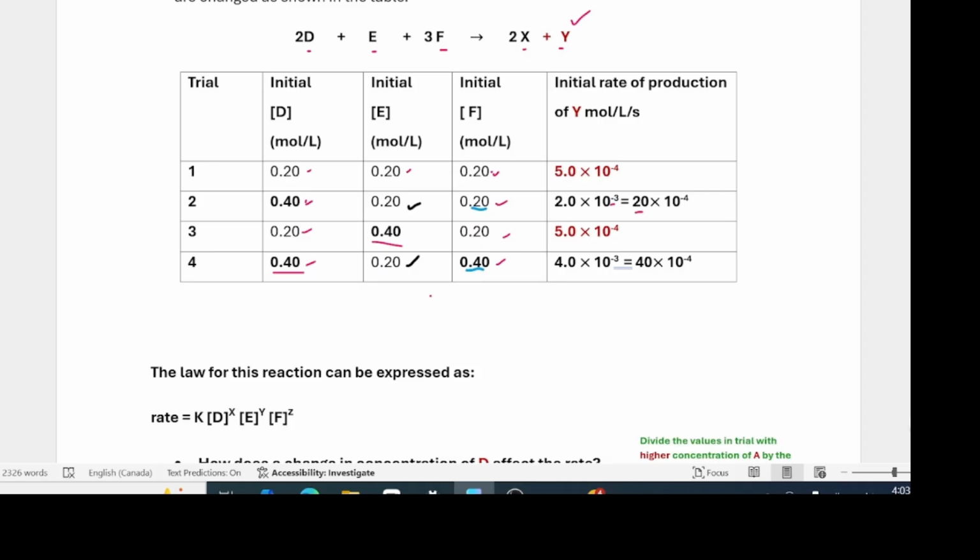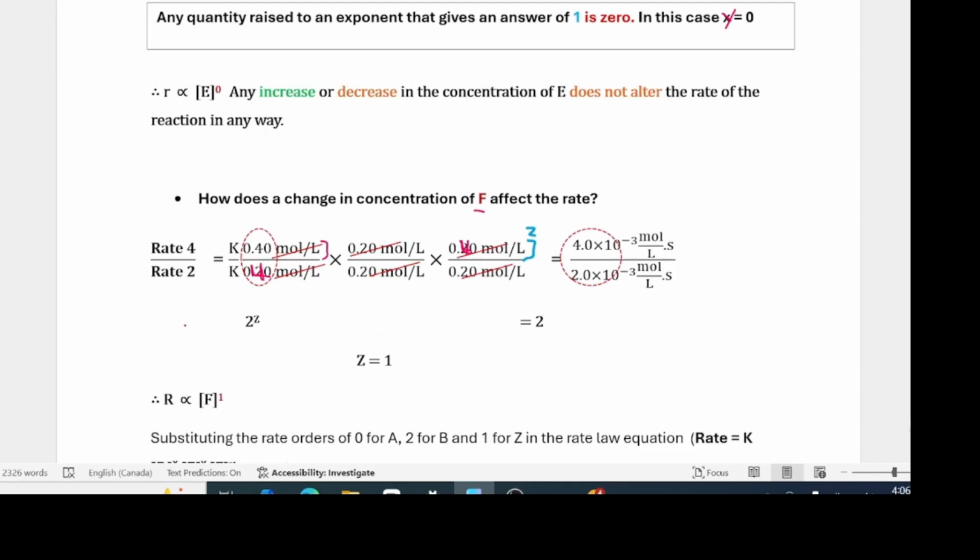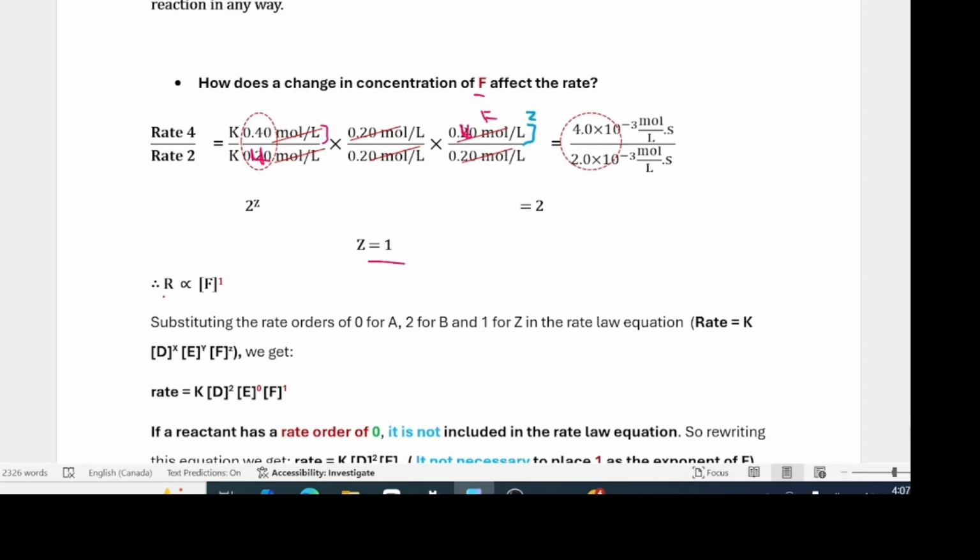We have to divide trial 4 by the trial where you have a change here, but there is no other change in these here. And it corresponds to trial 2. See, the value here is the same as the value here, and the value here is equal to that. So look out for those subtle changes, okay? So what are we going to do? Divide all the values for trial 4 by the values for trial 2. 2 to the z is equal to 2, so z is equal to 1. We see that R is proportional to the concentration of F raised to exponent 1.